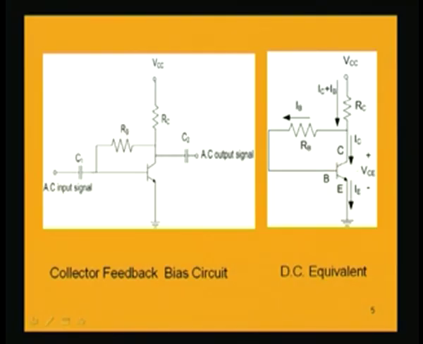So, this is a different scheme of biasing which is known as collector feedback bias scheme. In this collector feedback biasing scheme, if we analyze this circuit and find out what will be the base current, what will be the collector current, and correspondingly what will be the collector to emitter voltage, that will define the operating point, because the operating point is defined by the DC collector current and the collector to emitter DC voltage.